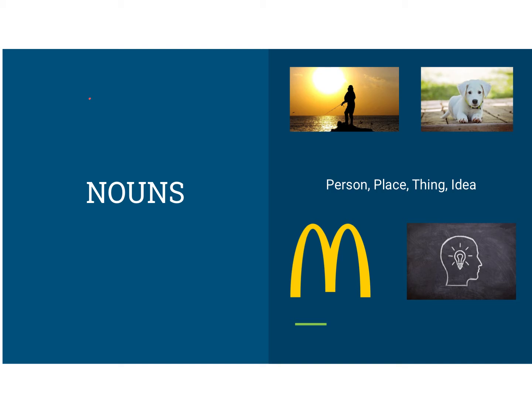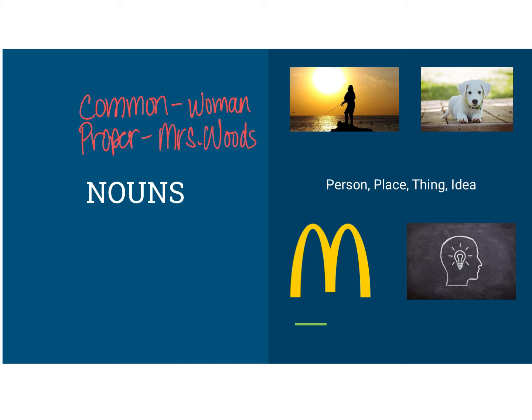Then when you look at a noun, you have the lowercase nouns, which are what we call a common noun. Common noun means that it's not capitalized. It's just a general word like woman. And then we also have proper people, proper places, things, and ideas. We're a specific name of something. And so a proper noun would be like saying Mrs. Woods. A common noun means that there's lots of different women in the world. Okay, so we're not being specific.